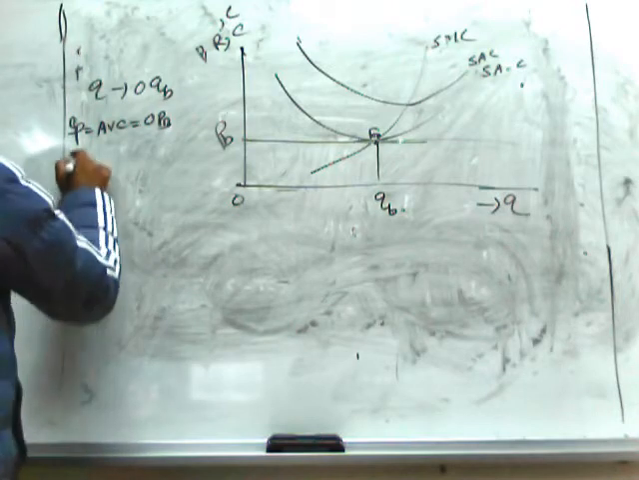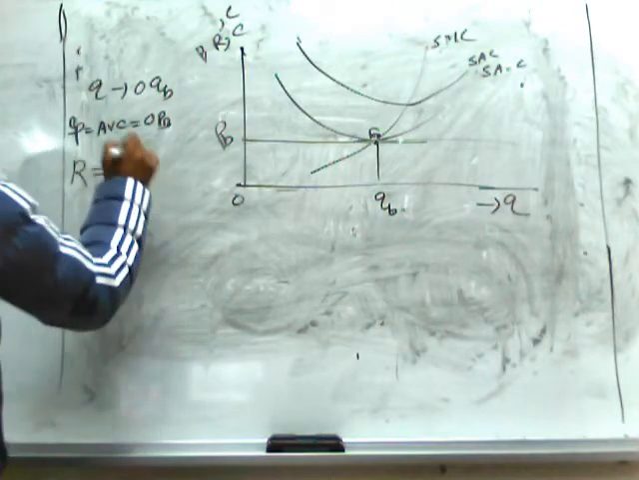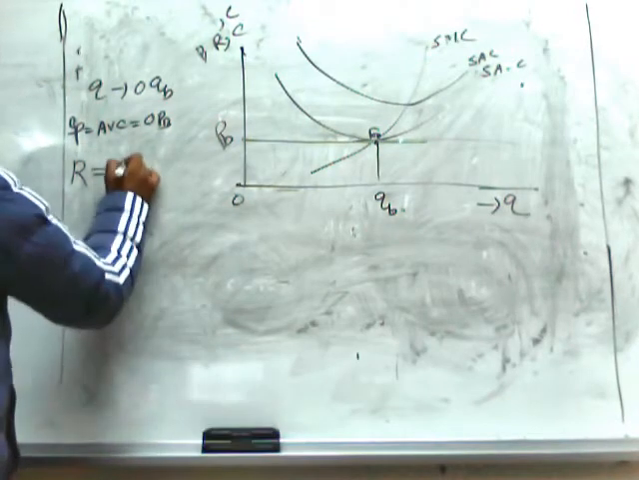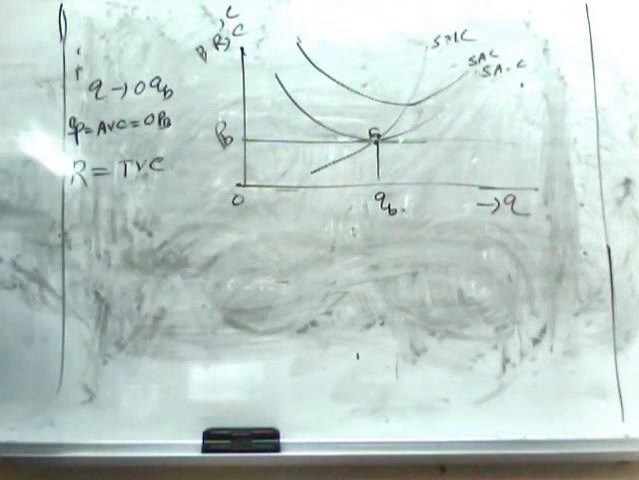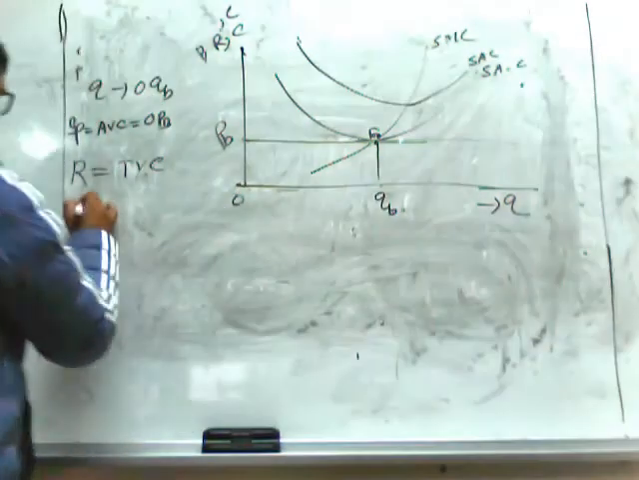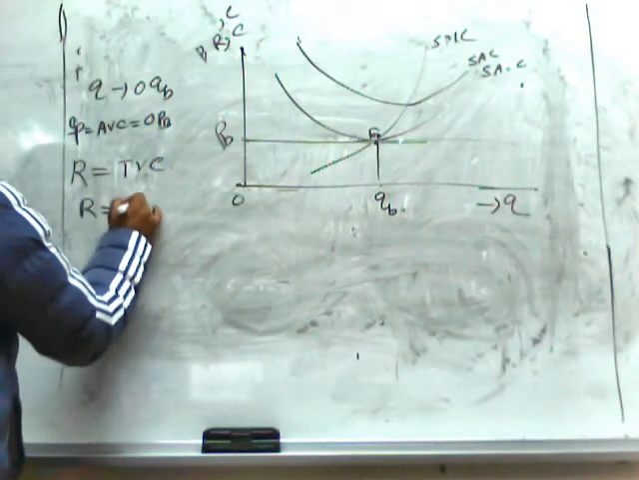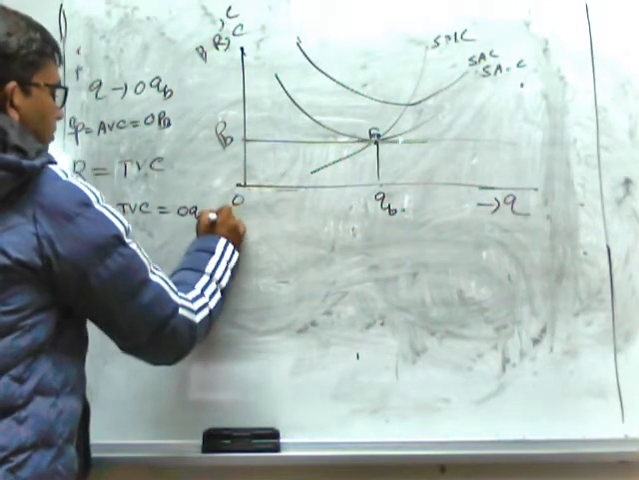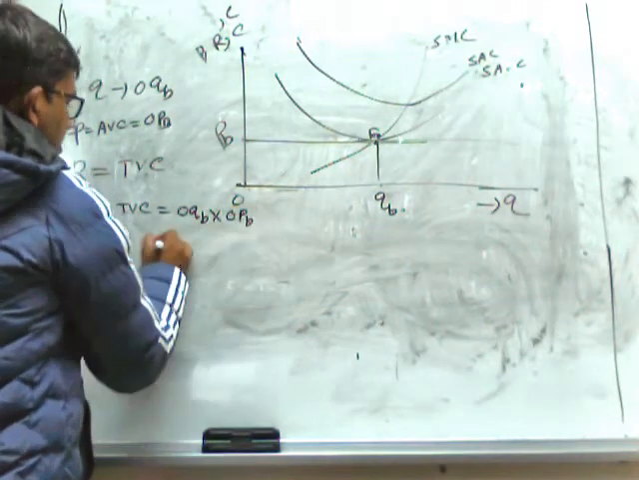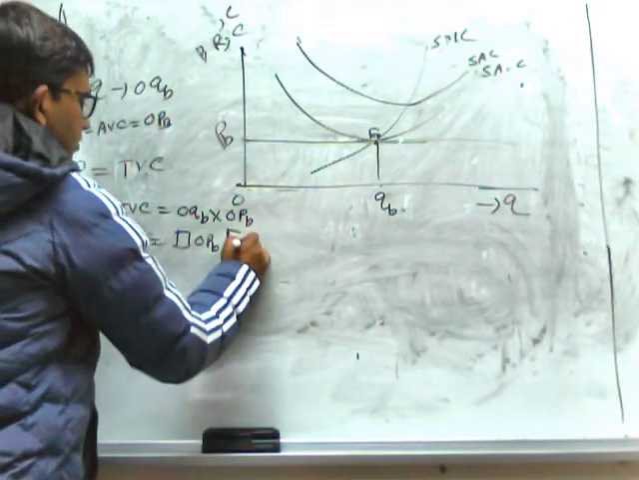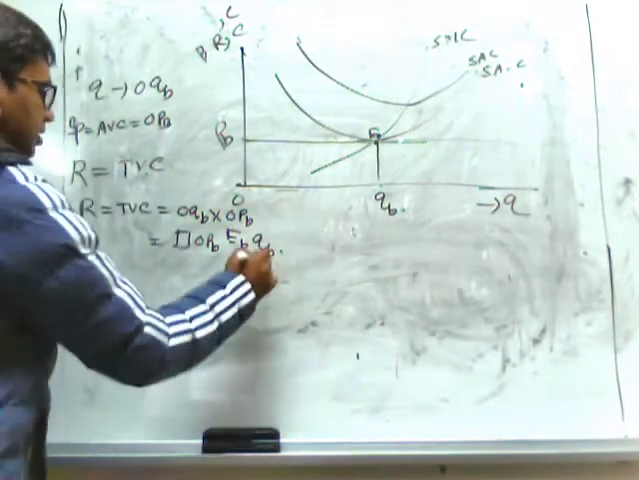So total revenue will be exactly equal to total variable cost of production, which will be equal to OPB multiplied by OQB. So R equals TVC equals OQB multiplied by OPB. So area of the rectangle OPB EB QB.